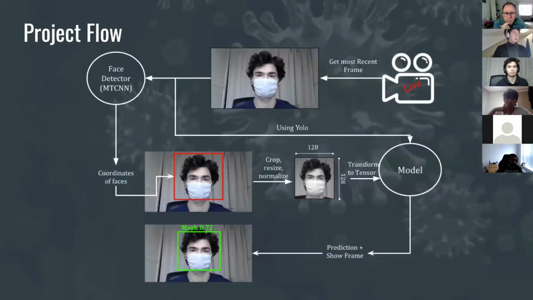So the overall strategy in approaching this problem is, given a live video, we take the most recent frame, put it into a face detector, which gives us the coordinates of the faces. We crop it out, resize it appropriate to our model, and normalize based on means and standard deviations we got from the training set. It's transformed to a tensor, put into the model, and we get the final prediction along with the frame. We also add another YOLO model, which doesn't depend on the face detector and can find the faces and classify by themselves.